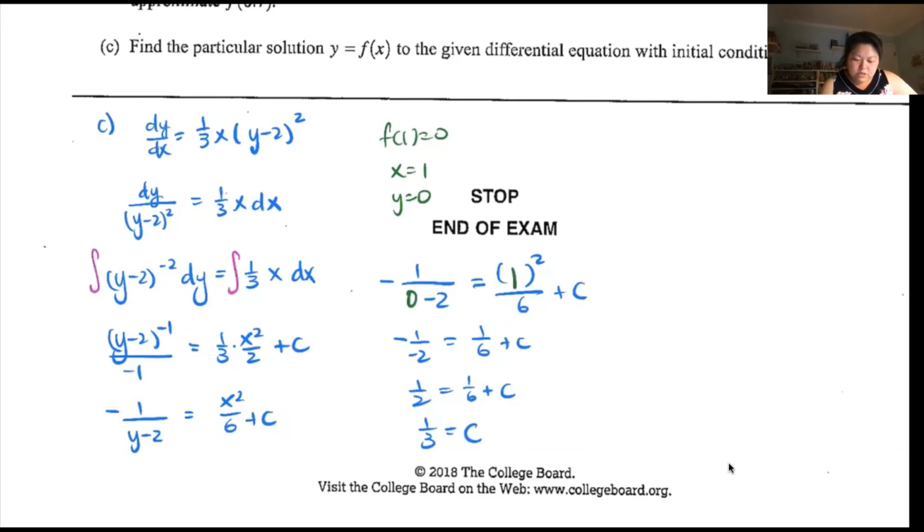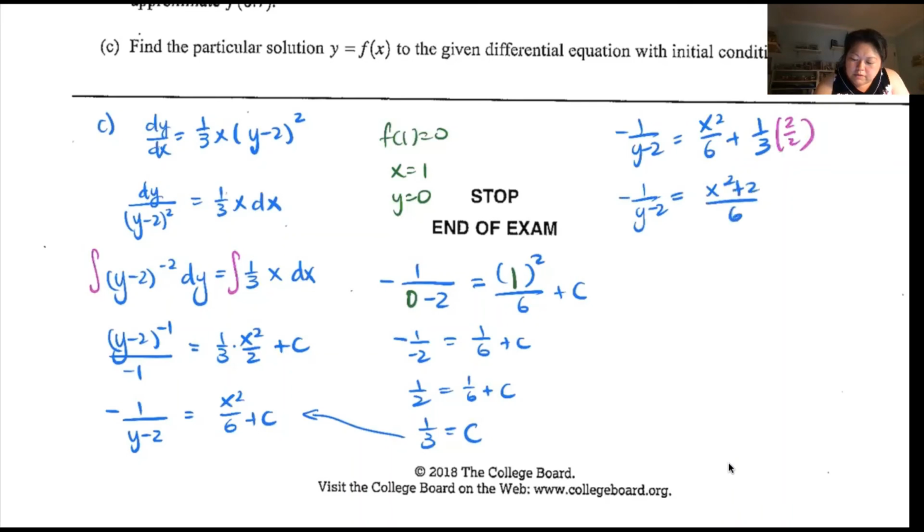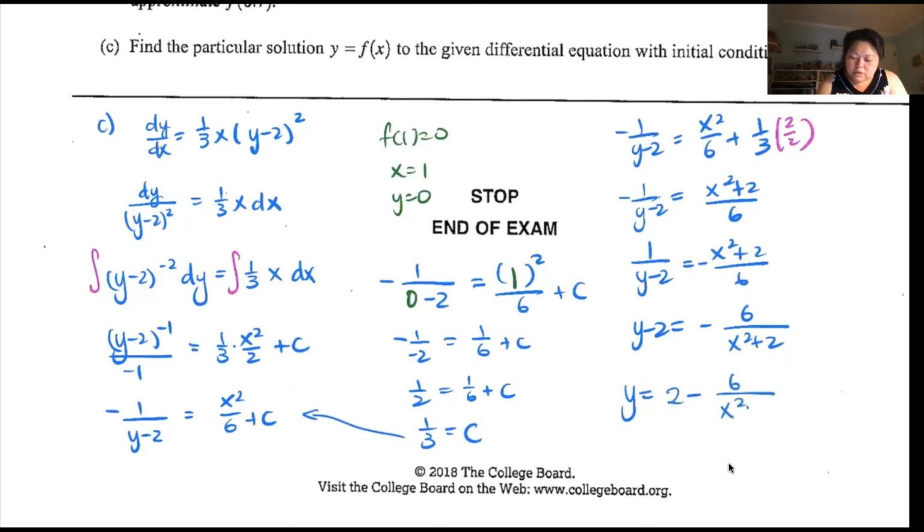We need to put that c back into this equation right there. So -1 over (y minus 2) equals x squared over 6 plus 1 over 3. So the best way to go about this is make sure the right side is one fraction, so then we can flip the left side too, right? If I multiply the second fraction by 2 over 2, I can make them a common denominator. So it'll give me (x squared plus 2) all over 6. So now go ahead and move the negative over to the other side. So 1 over (y minus 2) equals (x squared plus 2) over 6, and this is negative, right? And then we can flip it around. So we have y minus 2 equals -6 over (x squared plus 2).